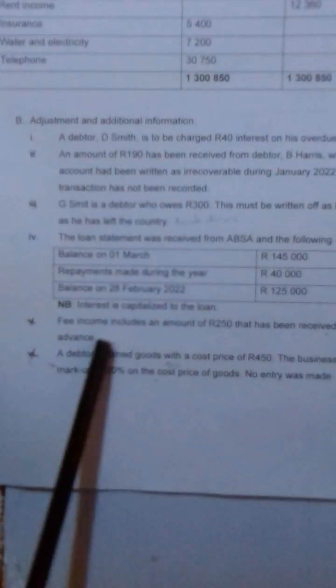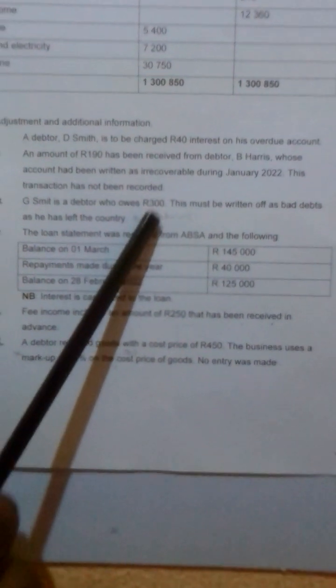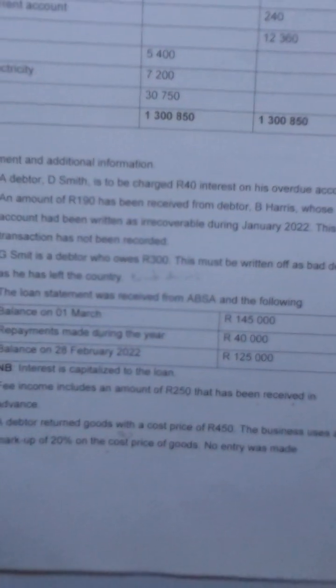Remember we have got a bad debt adjustment, adjustment number 3, of a debtor who left the country. This is a bad debt which was written off, a new one. So our bad debts are increasing by 300. So we're supposed to say plus 300. It will become 6,850. These are now our new bad debts.